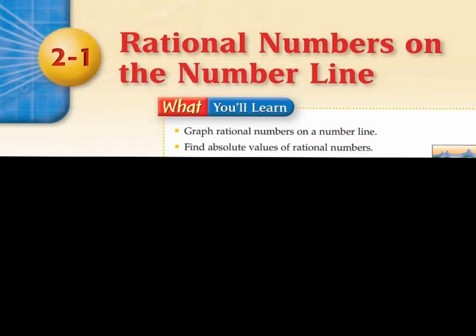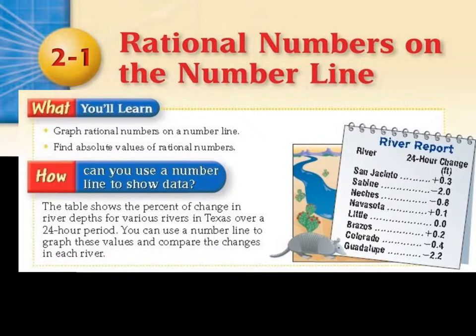Lesson 2.1, we're looking at rational numbers on the number line, and you'll learn how to graph rational numbers on the number line and find absolute values of rational numbers. How can you use a number line to show data? The table shows the percent change in the river depths of various rivers in Texas over a 24-hour period. You can use a number line to graph these values and compare the changes in each river.